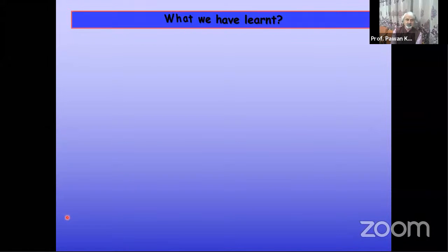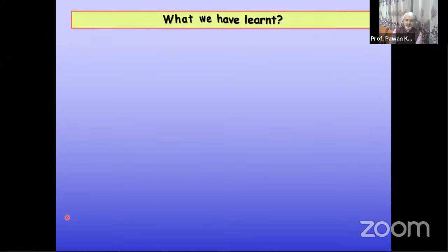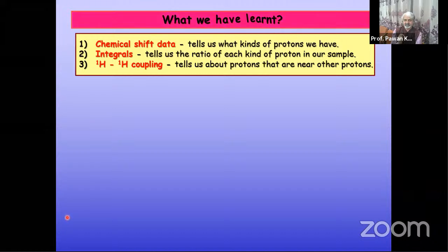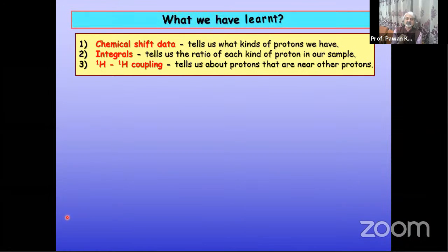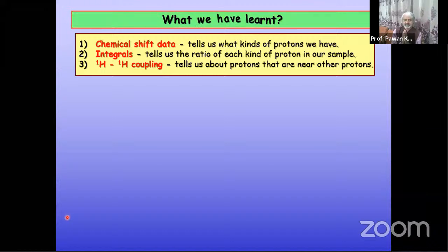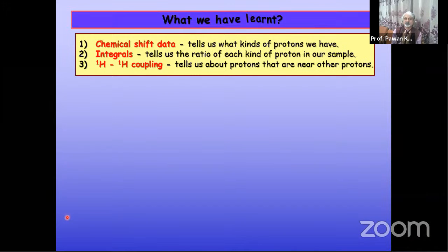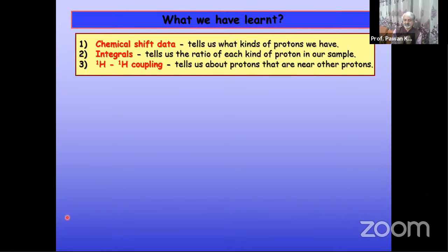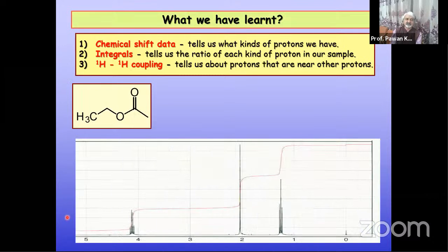So what we have learned up to now, we have learned that number 1, the chemical shift data, it would tell us about the kind of protons we have. That means it will tell us about the environment of the protons, right? Say de-shielded, so that is close to the electronegative atom or group. The integrals, integration of the peaks, tells us about the ratio of each kind of proton in our sample. And the coupling tells us about the protons that are near other protons. That means the hydrogen neighbors that a particular set of hydrogens have.